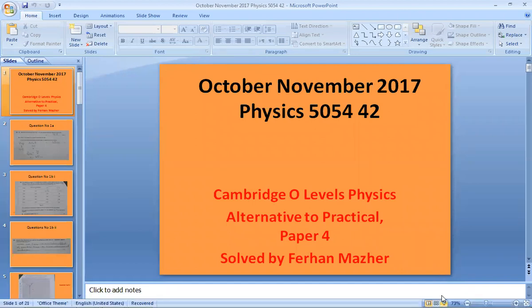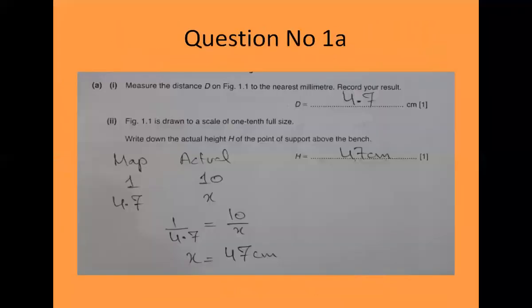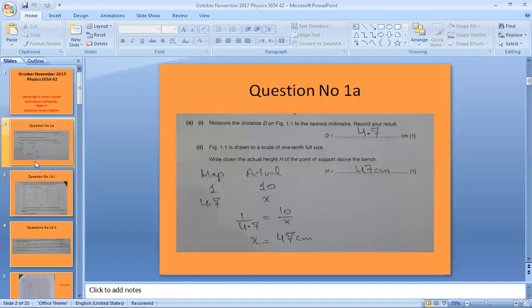I have done this, and I will show you how this is done. Okay, so the D value was 4.7 centimeter on the map. If something is 1, in actual it will be 10. So if something is 4.7 centimeter, how much will it be in actual? This is the proportion method which I'm using to find out the actual height of that clamp. So 1 by 4.7 will be equal to 10 by x. If you cross multiply, you get x equals 4.7 multiplied by 10. That will be 47 centimeter. So this is how you do this A part. And let's go to the next part.